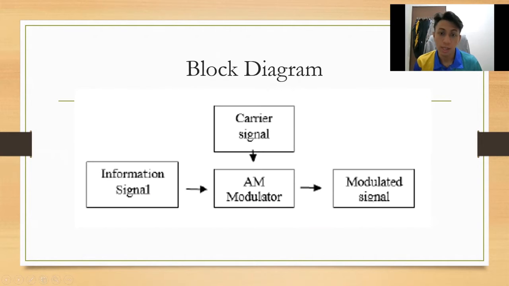In this AM modulator, two signals are combined together, which are the information signal and the carrier signal. It is combined through a process called a mixer or multiplier, and it produces the modulated signal. The carrier signal's function is to help the information signal so that the data can be transmitted over a longer distance. As we know, the information signal has a lower frequency, so it needs a carrier signal with a higher frequency so that the data can be transmitted over a longer distance.